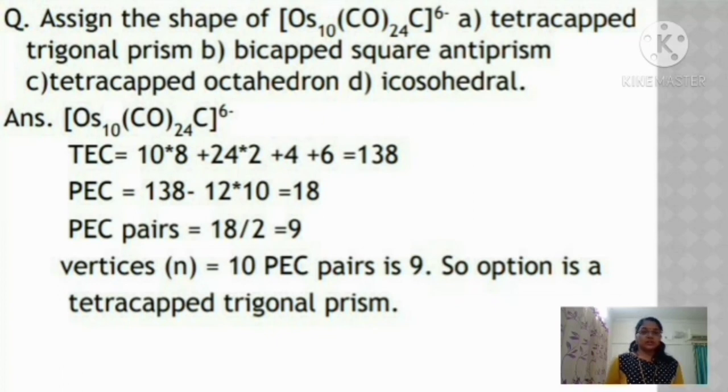After getting the total valence electron count, we have to find the polyhedral electron count. So the polyhedral electron count will be equal to 138 minus 12 into n. Here the number of metal atoms is 10. So 138 minus 12 into 10 is equal to 18. So pairing, we get 18 by 2, equal to 9. So if the polyhedral electron count pair obtained is 9, there are more geometries: dodecahedron, hexagonal, cubic, and bicapped trigonal prism. The more convenient geometry among these is bicapped trigonal prism, but the vertices should be 8. Here vertices obtained is 10, so 2 extra. So trigonal prism is the actual shape, but we can introduce 2 more cappings. So it will be bicapped, tricapped, tetracapped. So tetracapped trigonal prism. So the option is A.